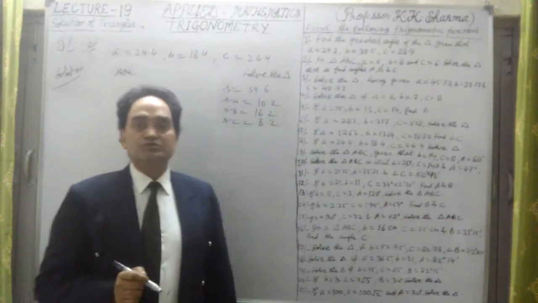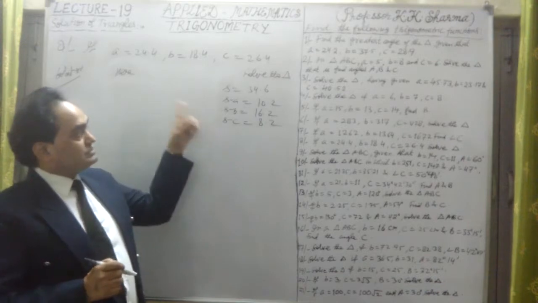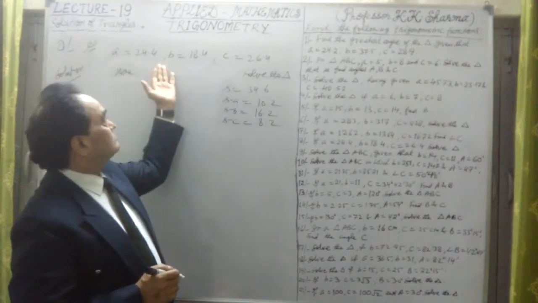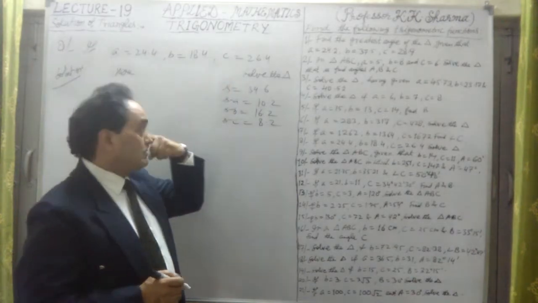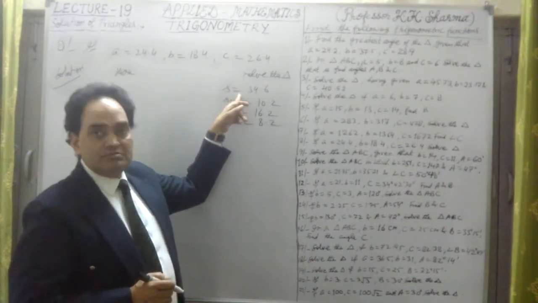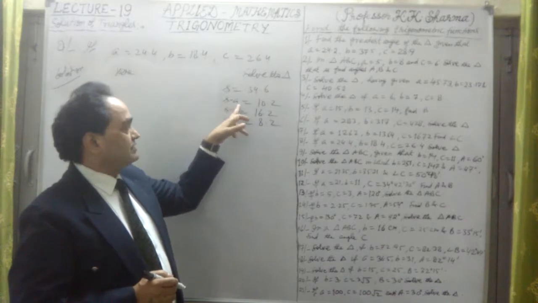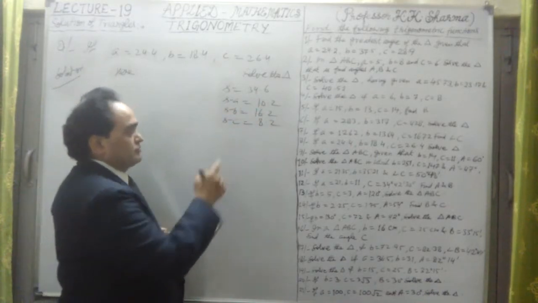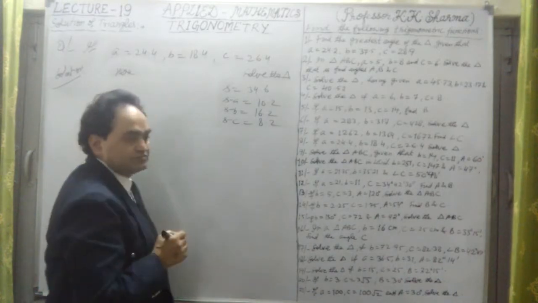Yes, guys, so we are doing question number 8. Now, in this 8th question, we have to solve the triangle. Three things are given, three sides are given. We have now calculated S, the semi-perimeter, which is 34.6, S minus A is 10.2, S minus B is 16.2, and S minus C is 8.2.